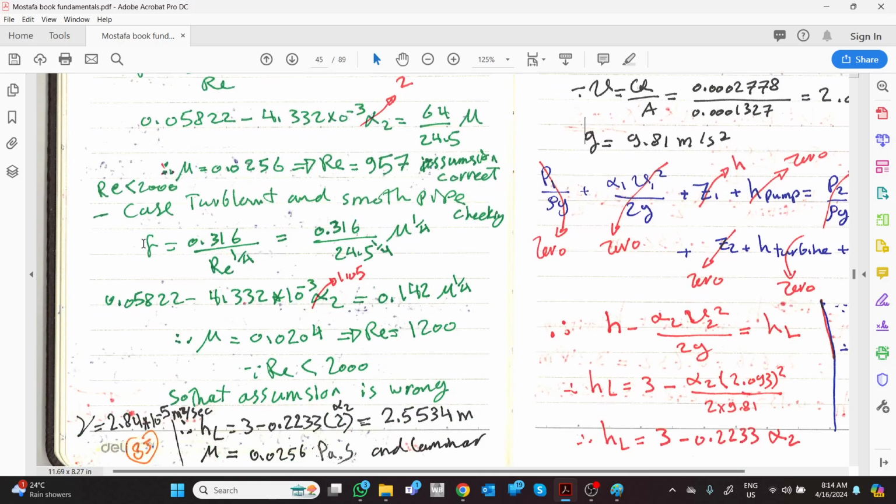And based on that, you can calculate the friction coefficient factor, the coefficient of friction, and based on the coefficient of friction.